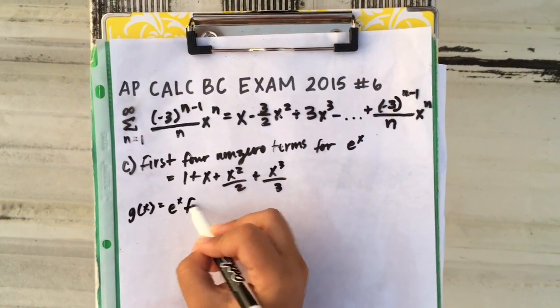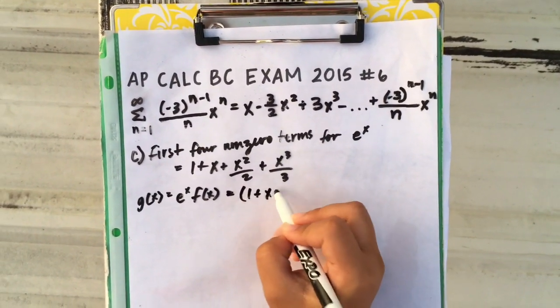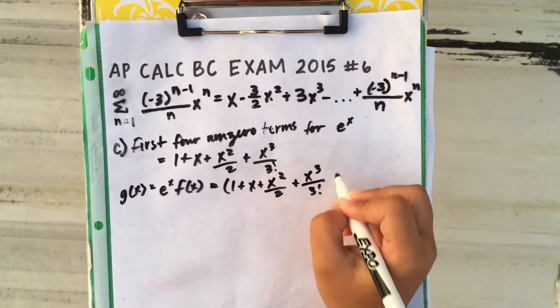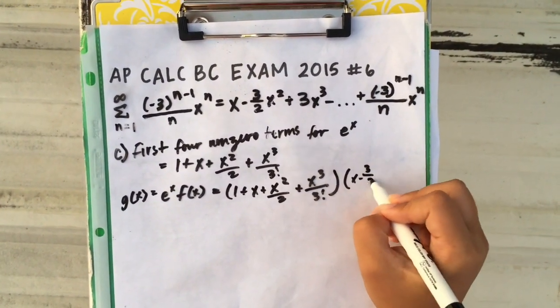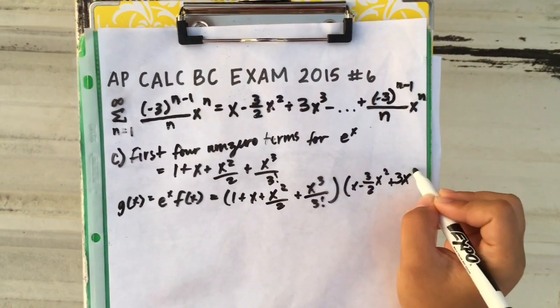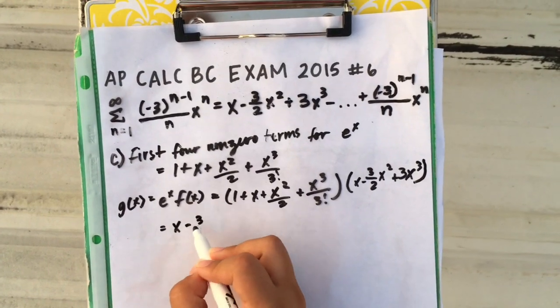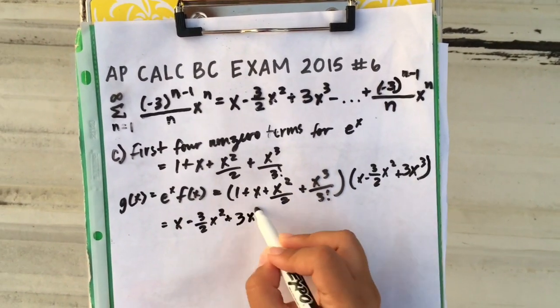G of x is a product of the Maclaurin series of e to the x and f of x, so to define this function, you multiply the series and then just distribute. When you're distributing, be sure to take your time to avoid any error in calculations.